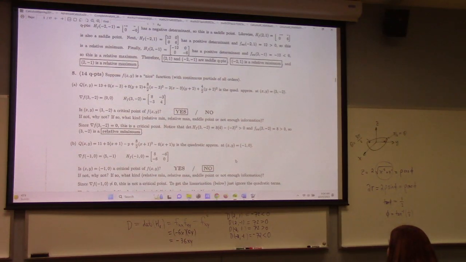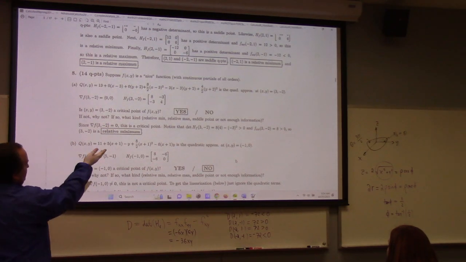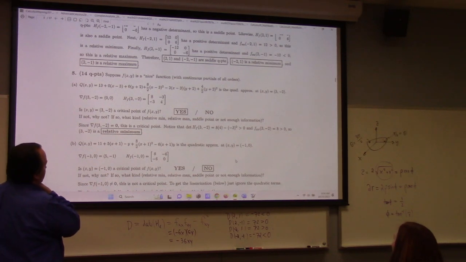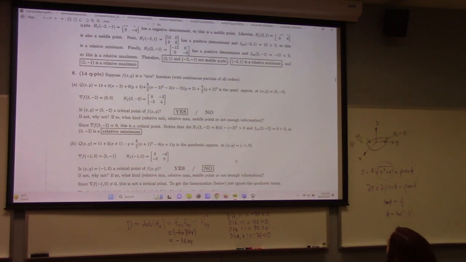All right, so suppose f of xy is a nice function with continuous partials of all orders, and you're given that the quadratic approximation is this. What are you supposed to say? Is it a critical point? What's the gradient? What's the Hessian? Hessian's just a quick way of packaging all of the second partial derivatives in one nice bundle, a 2x2 matrix.